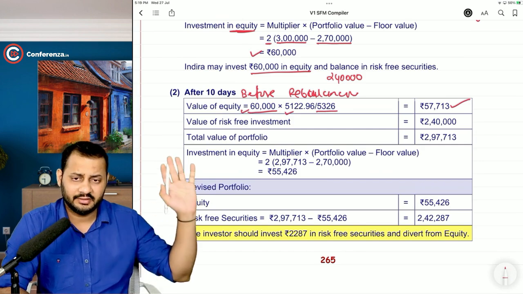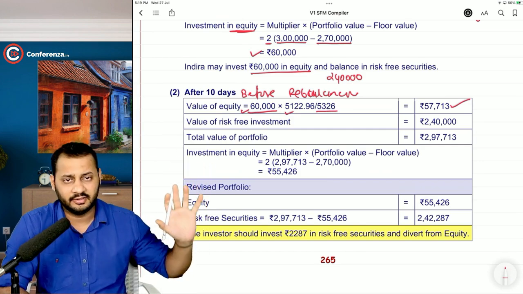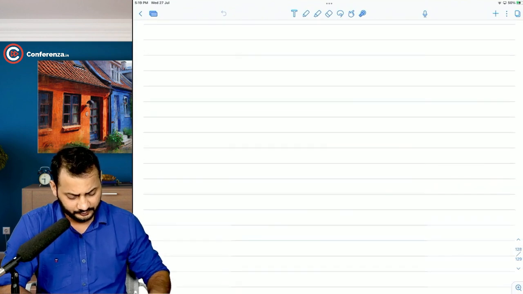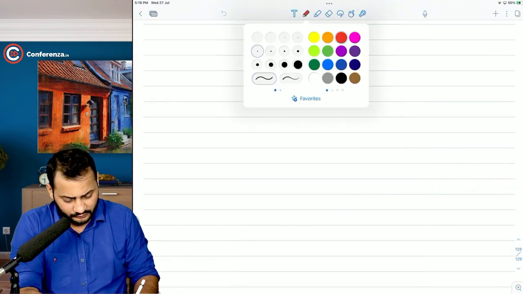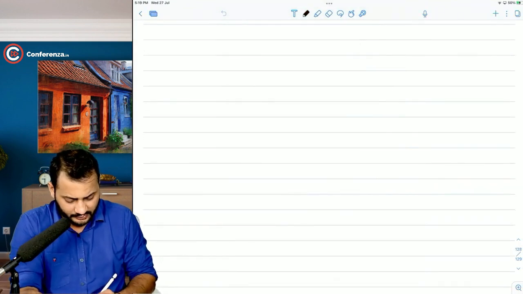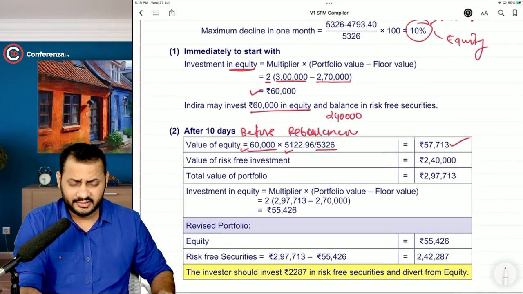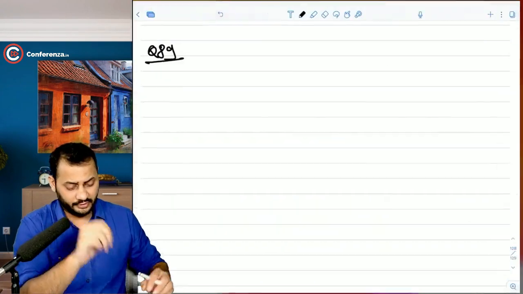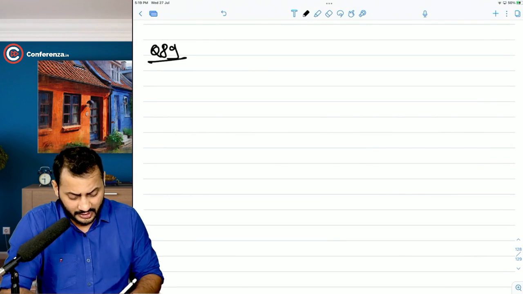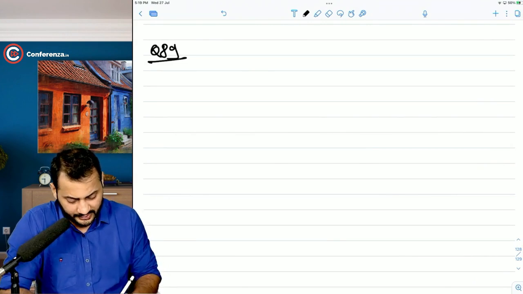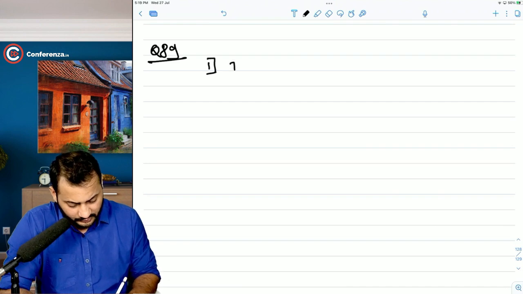Okay, let's forget the entire scenario written here. Let's solve this question from zero. I think that will be good enough to learn. Let's solve this question according to our method or our presentation. This is question number 89. Now what we are going to do, this was the first thing to do to immediately start with.